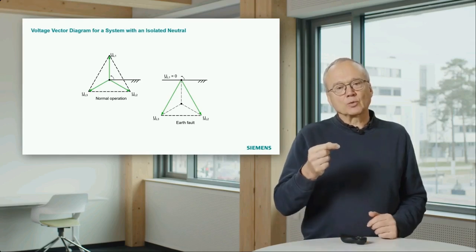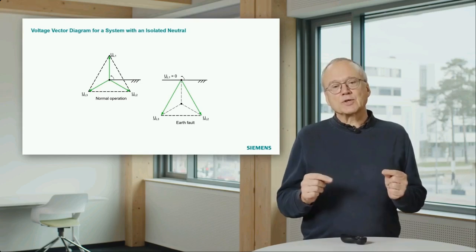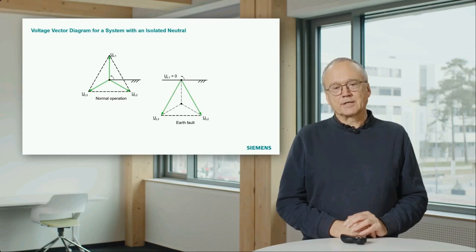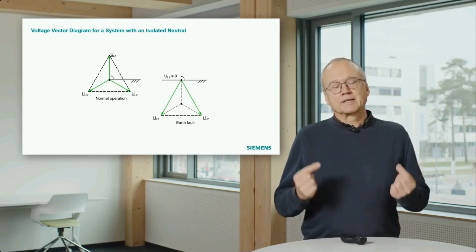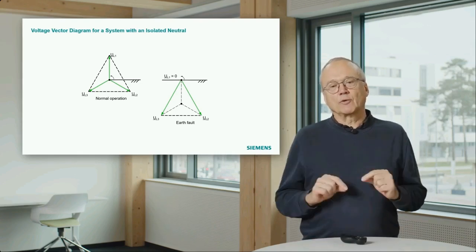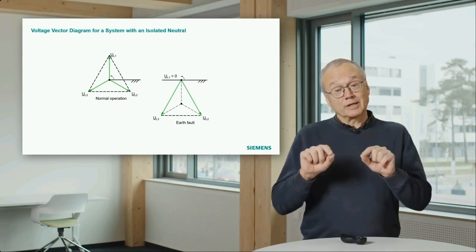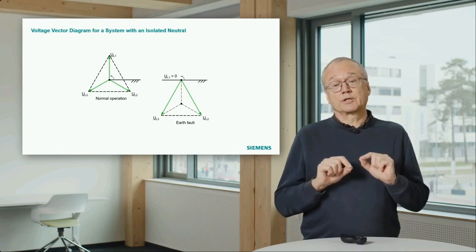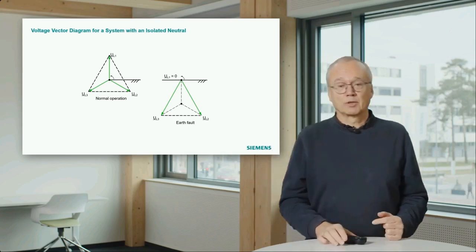That means the phase to ground voltage L1 is 0. And what you also see is that the voltage in the two other phases rise by the factor of square root of 3. That means in a 20 kV system, suddenly the phase to ground voltage of the two other phases is no longer rated voltage divided by square root of 3. It is rated voltage. Phase to ground voltage in a 20 kV system would then be 20 kV.